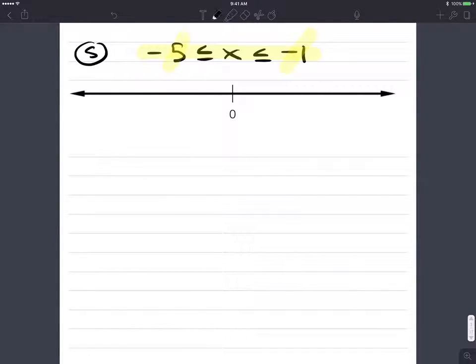We're going to first have to start by locating where both -5 and -1 would be on the real number line. If I go to the left of 0, -1 might be here, and further to the left I'll reach -2, -3, -4, and finally -5, possibly over here.